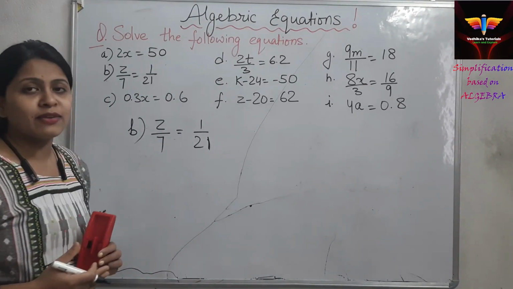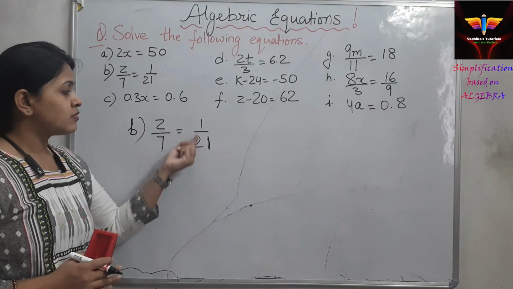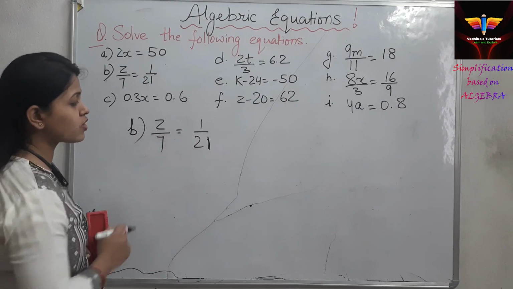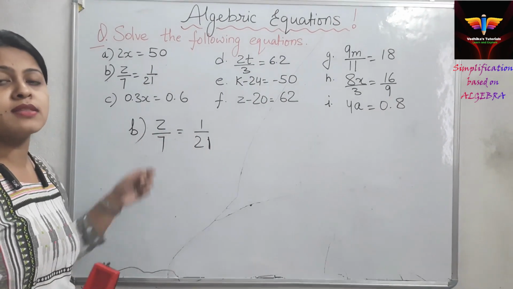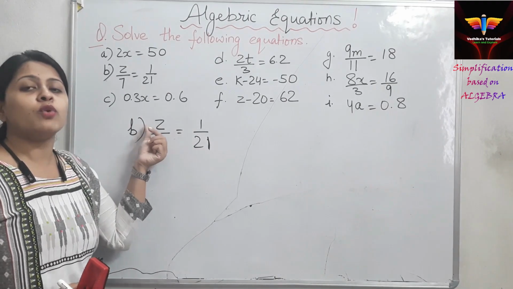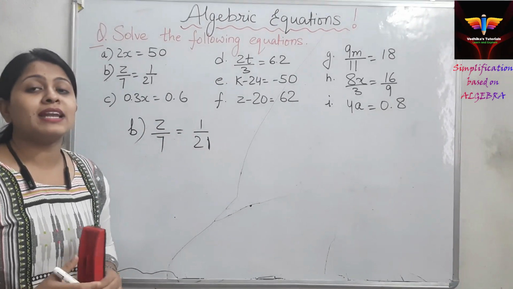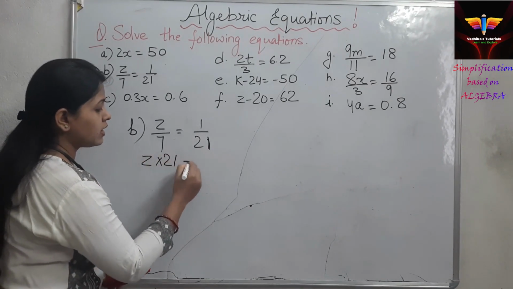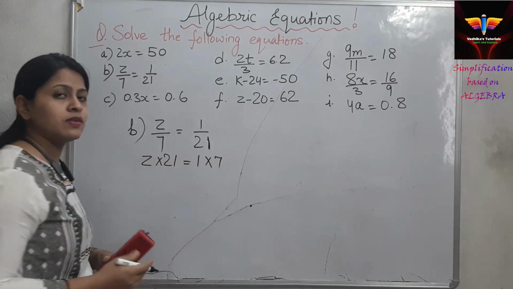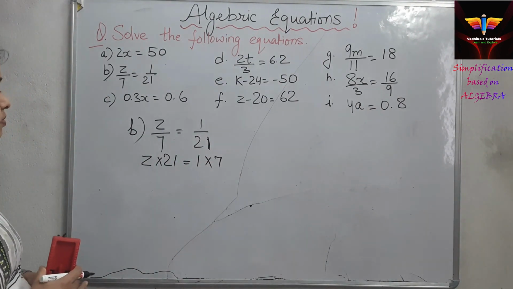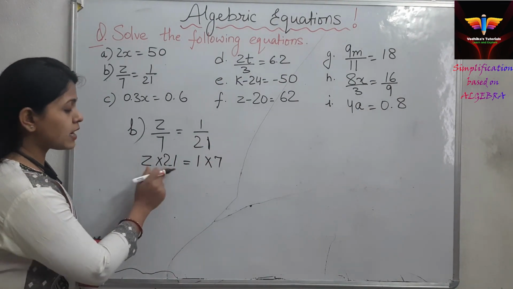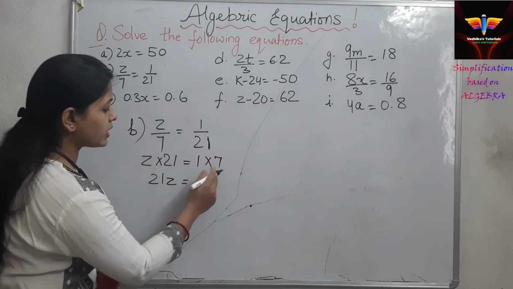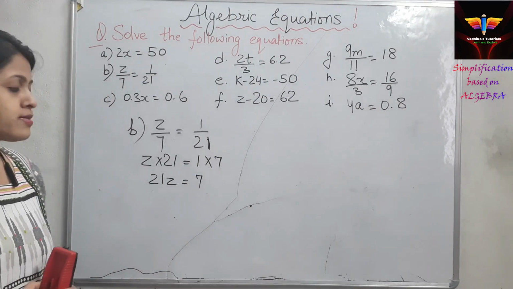So for this, what can we do? We can use the cross multiplication method. That means the numerator of the LHS will get multiplied with the denominator of the RHS. That is z into 21 is equal to 1 into 7. Now when we multiply z with 21, it is 21z. And when we multiply 1 into 7, it is equal to 7.